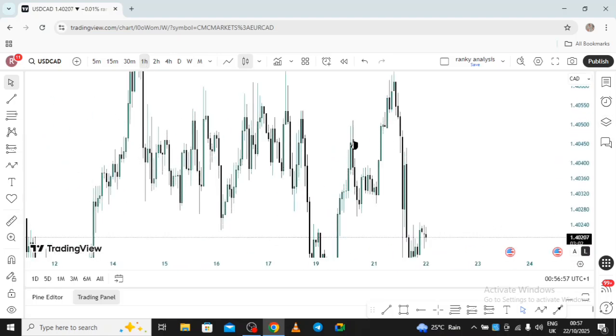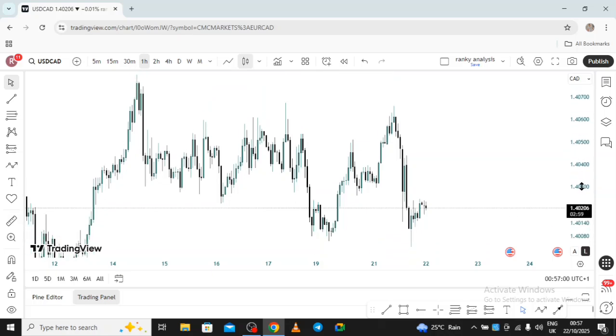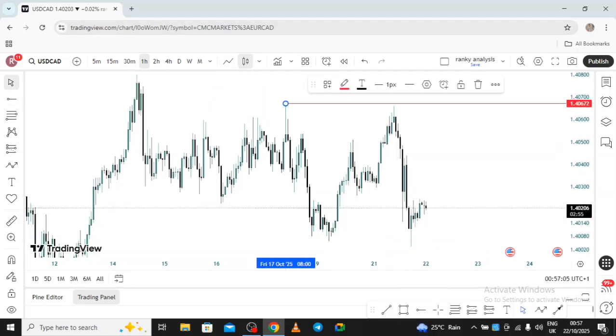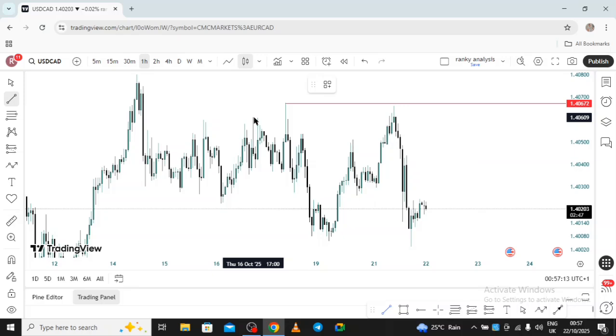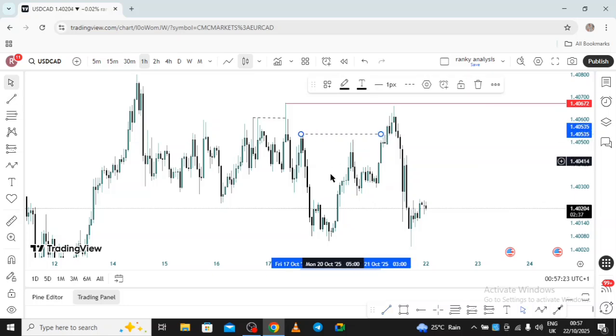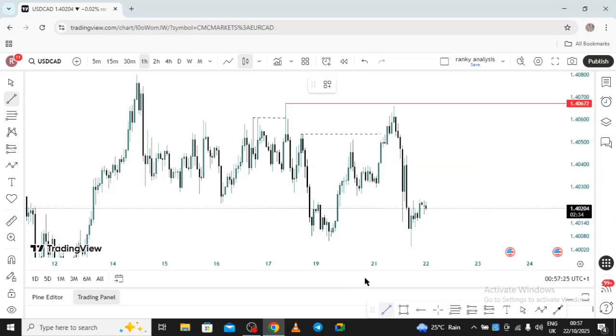So what do we have here? It's a sell setup. This is our protected high. This is our sweep of structure. Then this is our structural liquidity. Boom. Then this is our transitional liquidity.